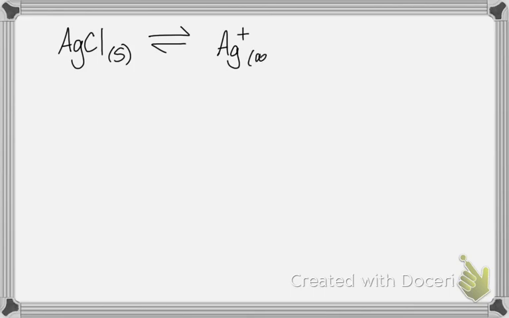For example, silver chloride. Silver chloride is AgCl. Now, even though silver chloride is insoluble in water, there's a very small amount of it that will dissolve. And so if you were going to write a solubility equation for silver chloride, these are still equilibrium equations. And it would look like this.